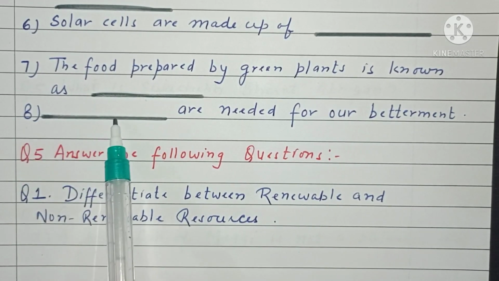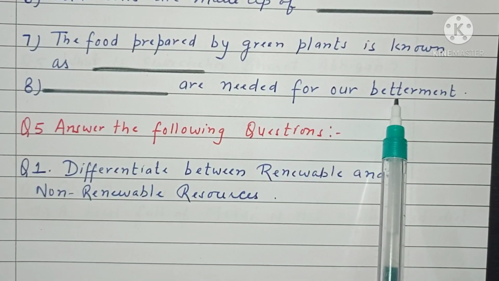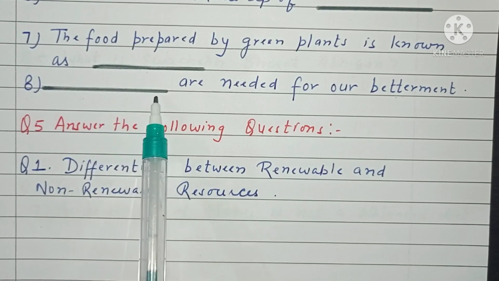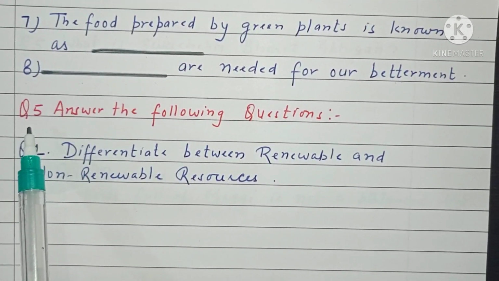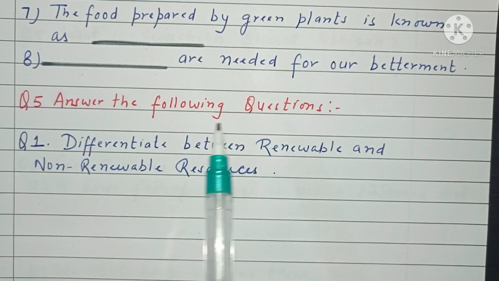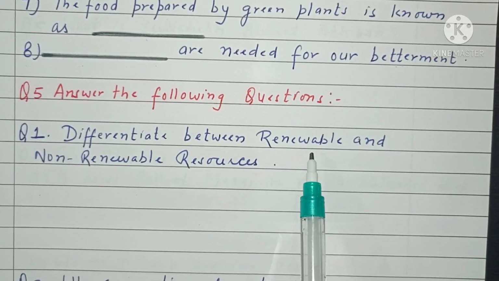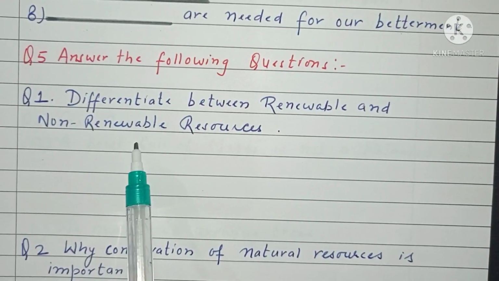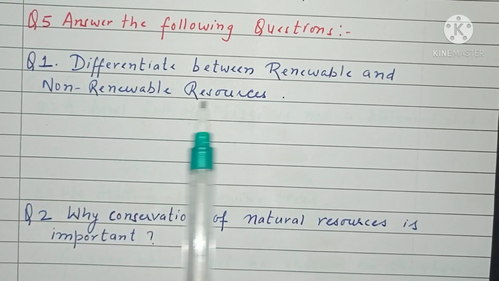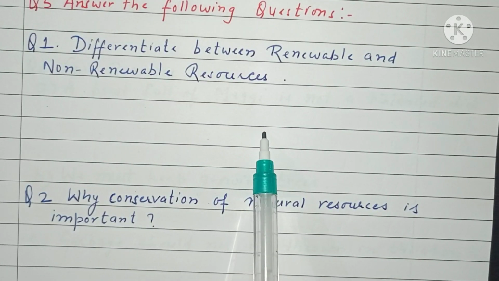And number 8, dash are needed for our betterment. What is needed for our betterment? They are the resources, all types, renewable or non-renewable. And now in question number 5, we have to write down the answers for the following questions. In question number 1, you have to write the differences between renewable and non-renewable resources. Put a line in between, write renewable on one side and non-renewable on another side, and write down the differences.